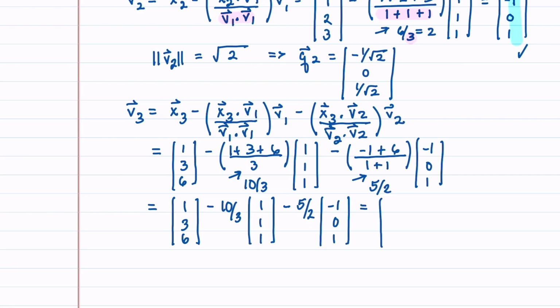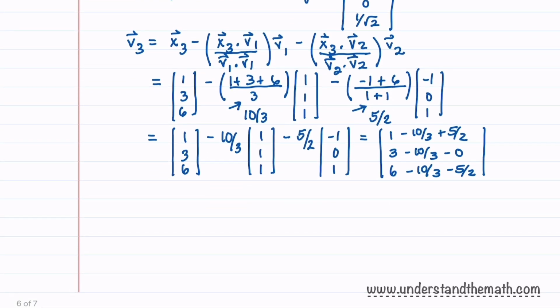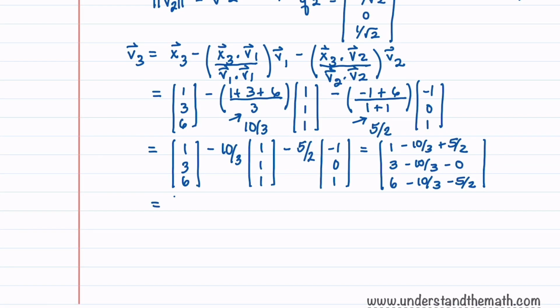Okay, let's put this all together. We have 1 minus 10 thirds plus 5 halves. And then we have a 3 minus 10 thirds minus 0. It's always nice when there's a 0. And then 6 minus 10 thirds minus 5 halves. I think what we need to do now is get a denominator of 6.